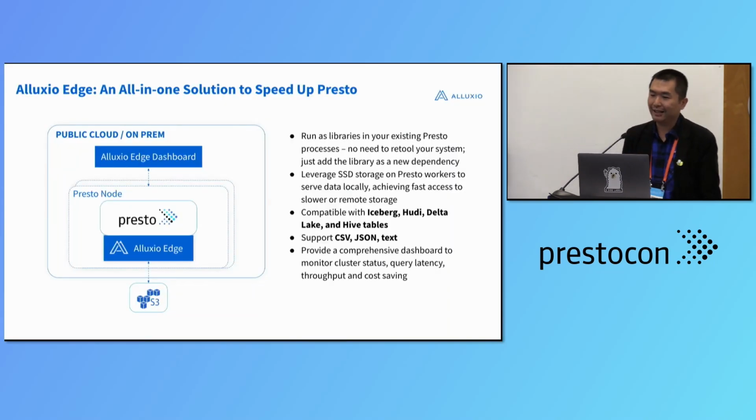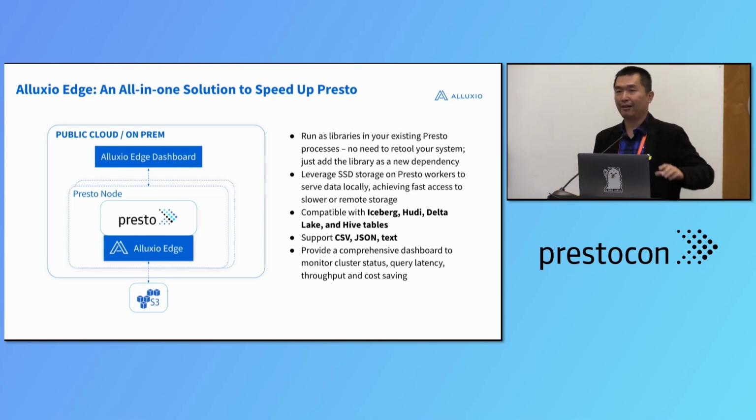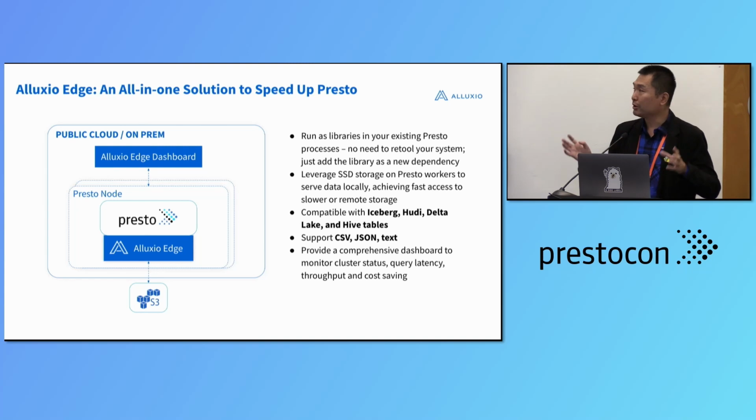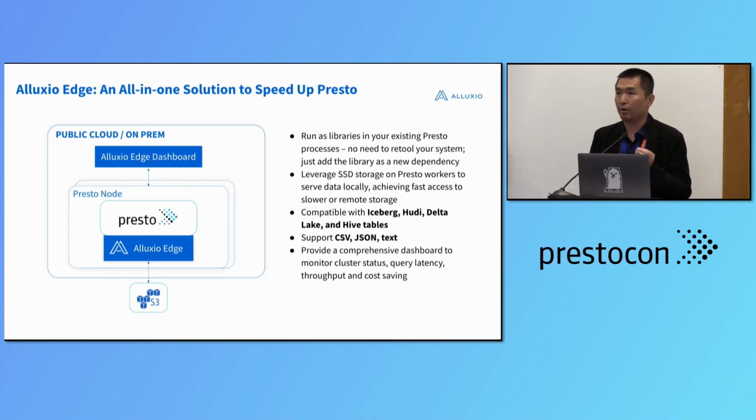It's more like an all-in-one solution, which means the 5 caches in my previous slide and also some other caches, now I think you can disable them and just use Alluxio Edge. It's not something standalone. I can cover this slide later. It's more like a library, a jar library, that we can put into Presto, running in the Presto coordinator and the workers. It can support, as I mentioned, using SSD.